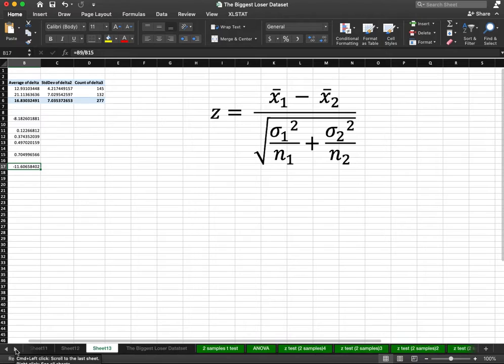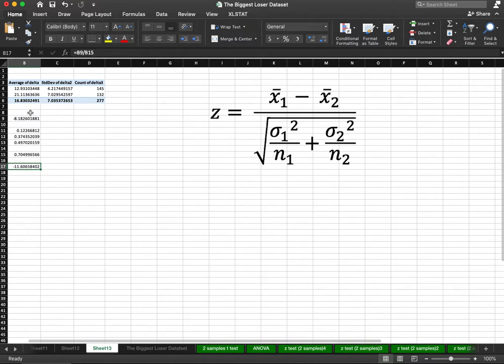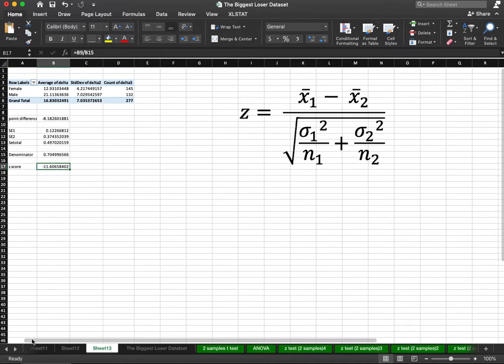We do the same thing using the Excel stat here. And you see we get 11.6. It's the exact same values. Right? So there's no magic in using Excel stat. It's just a little bit simpler, maybe. But we can calculate the same thing directly using a pivot table. That's the easiest way to do it with the pivot table.